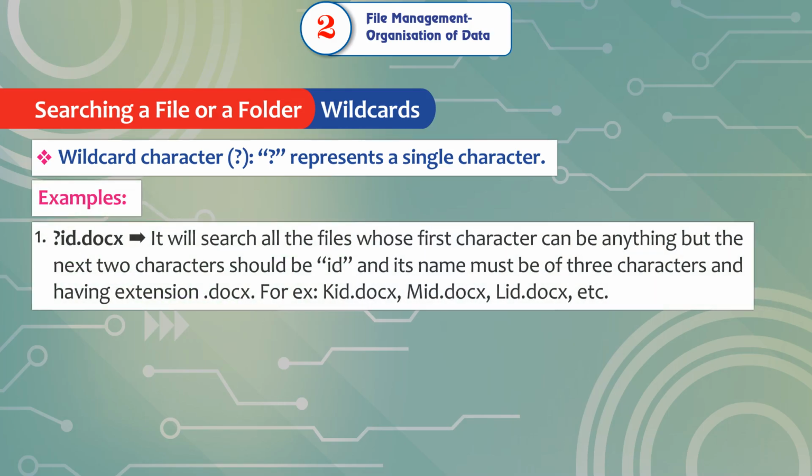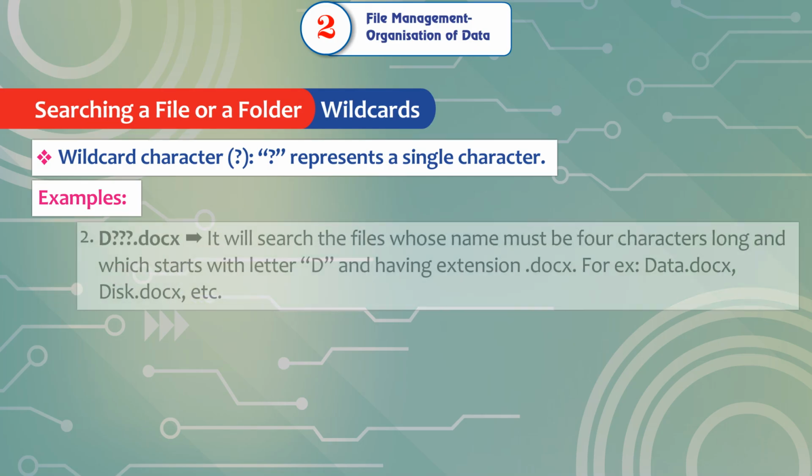Wildcard characters represent a single character. Examples: 1. ?id.docx: it will search all the files whose first character can be anything but the next two characters should be id, and its name must be 3 characters long and having extension .docx. For example, kid.docx, mid.docx, lit.docx, etc.